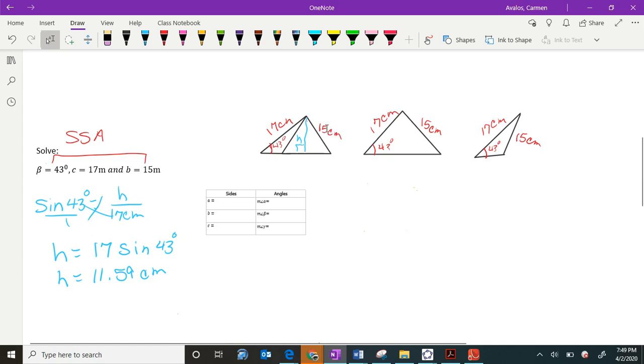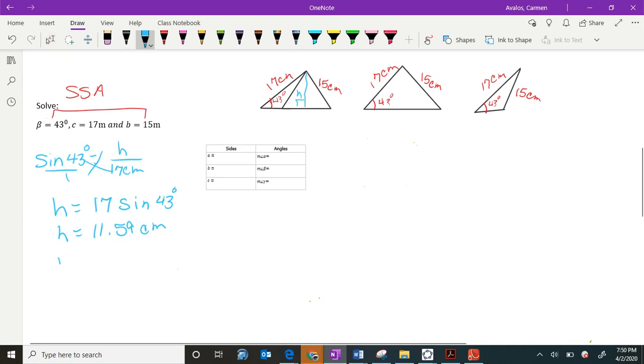It's good. It forms a triangle because the opposite side is 15, but the opposite side is smaller than 17. So what do we have right here? We have that h is smaller than the opposite side, but the opposite side is smaller than the adjacent side. When this happens, when the opposite side is in between the adjacent and the height, then we know that we have two triangles, and we are going to have two solutions for the sides.